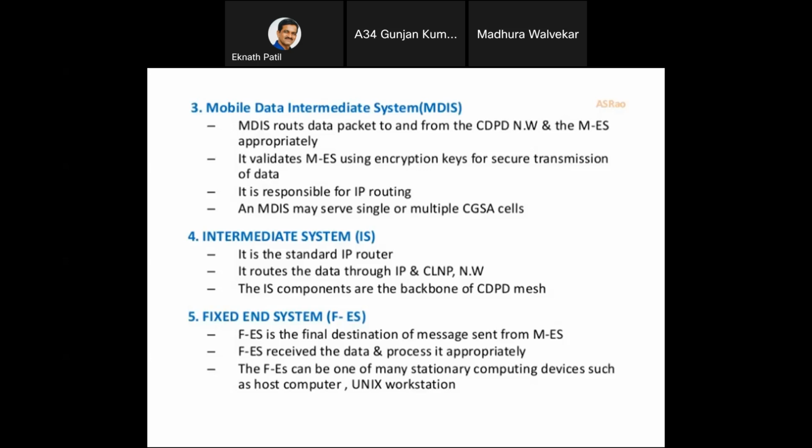The intermediate system is the IP router. It routes the data through IP and the local network protocol. The IS components are the backbone of the CDPD network. So these are the routers.